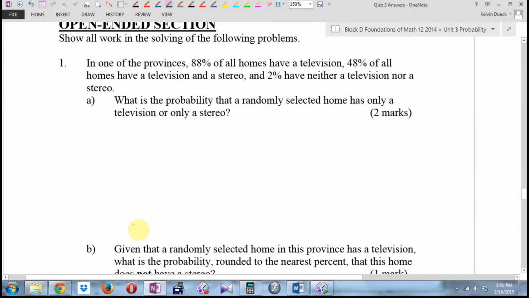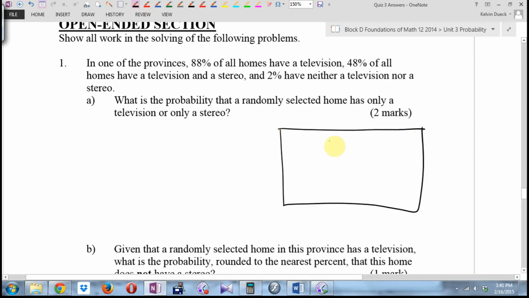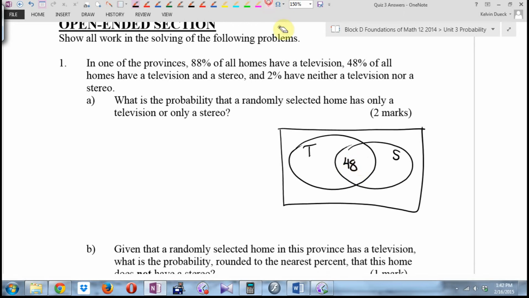Open-ended section. In one of the provinces, 88% of all homes have a TV. 48% have a TV and a stereo. 2% have neither. I'm thinking a Venn diagram. So I have TV, stereo. Did they give me the overlap? Did they give me the and? Hey, they did! What am I going to put right here? Not 88. What am I going to put right there in the little TV thing by itself? Carson? 40.